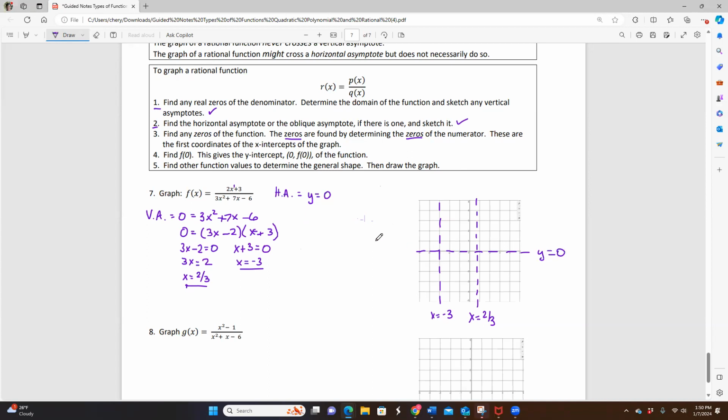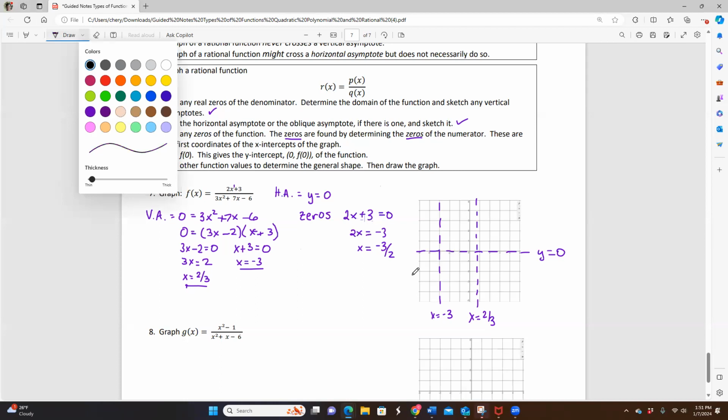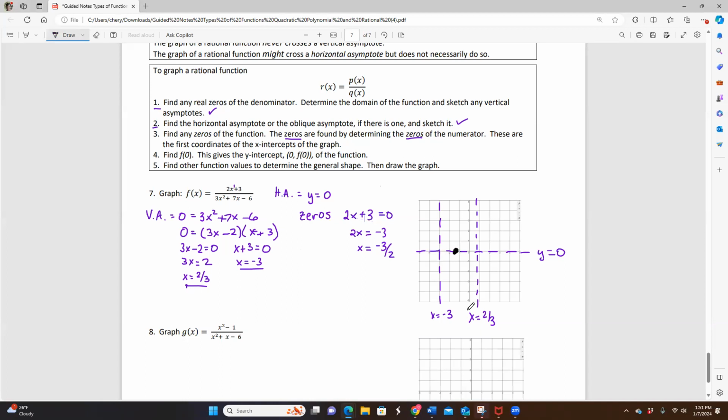Now we want to find any zeros of the function, and again, we said we would do that by setting my numerator equal to 0. Zeros of the function are where the function crosses the x-axis. So if we set the numerator equal to 0, and we subtract 3, and divide by 2, we get x equals negative 3/2. So the function at x equals negative 3/2 is 0. That is a point on my graph.